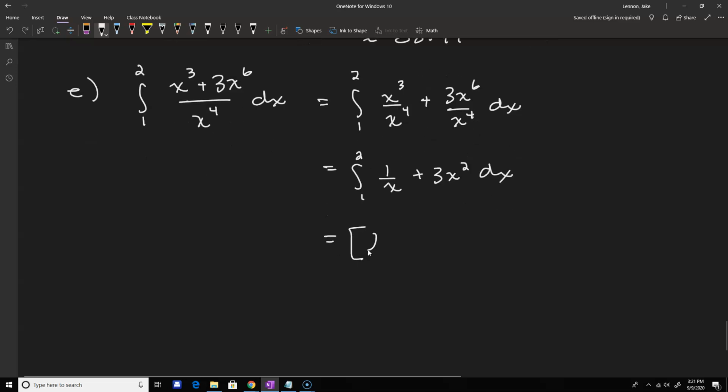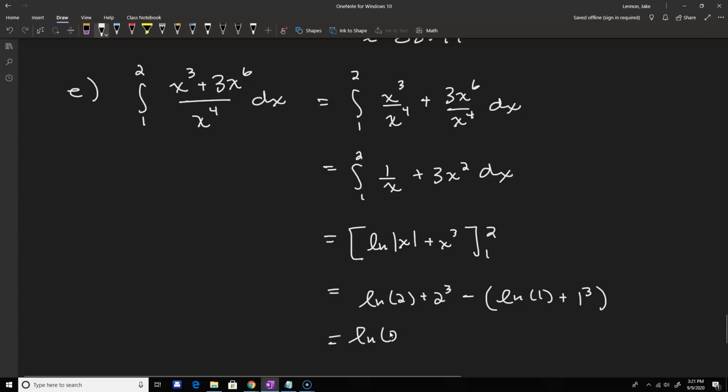So we get the natural log of the absolute value of x plus x cubed, and we are going from 1 to 2 there. So we plug each of those in, so we get the natural log of 2 plus 2 to the 3rd power, minus the natural log of 1, which just happens to be 0, plus 1 to the 3rd power. So this comes out to the natural log of 2 plus 7, which is about 7.69.